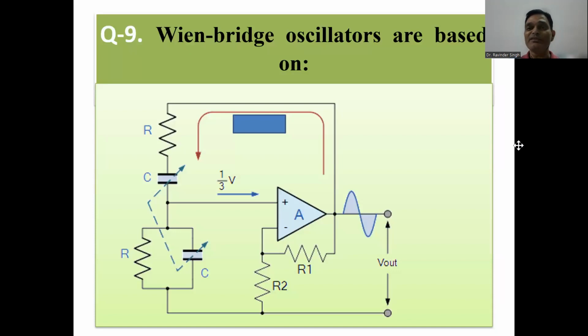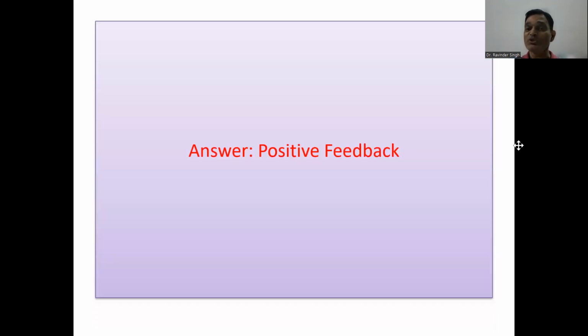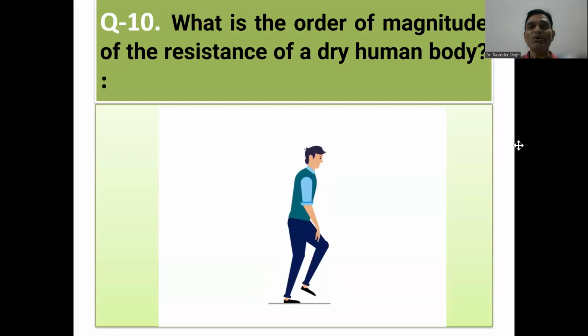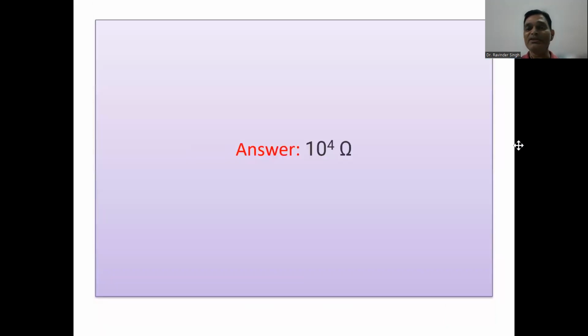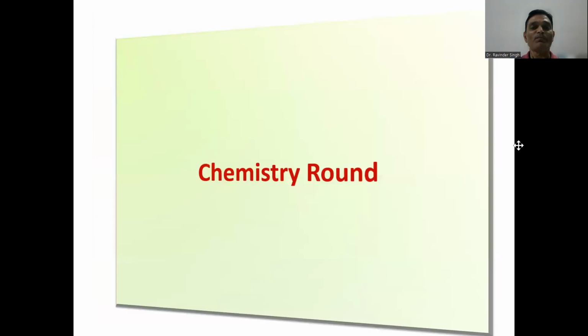Bridge oscillators are based on the positive feedback. What is the order of magnitude of the resistance of a dry human body? The answer is 10 raised to the power 4 ohm. Next round is the chemistry round. We had 2 questions, and for all the other students who were sitting there, there were also 2 questions, which we have shown you here as extra.